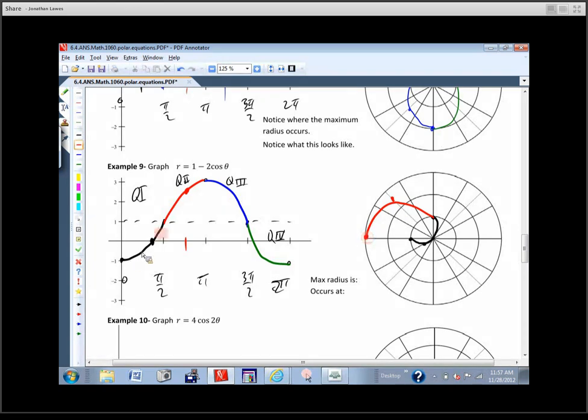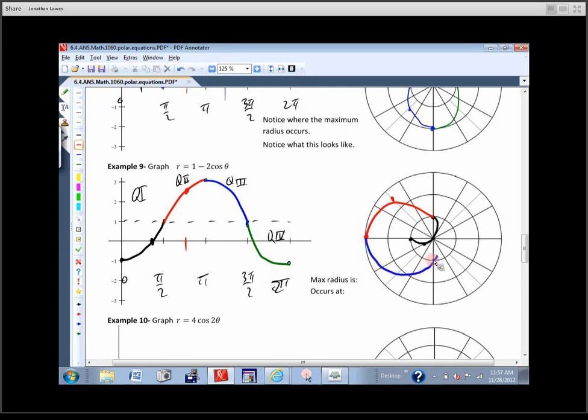Now, we've graphed this black piece and this red piece. What do you notice about the rest of this, the blue and the green? It's gonna do exactly the same thing. So it started out negative, got to 0, and then went positive, got all the way to 3. Now it's going to do the same thing in the opposite direction. So by the time we get to 3 pi halves, what's the radius? 1. So it did something like this.